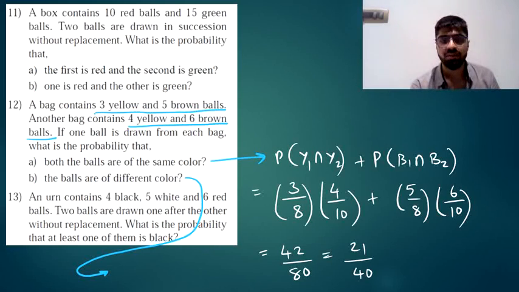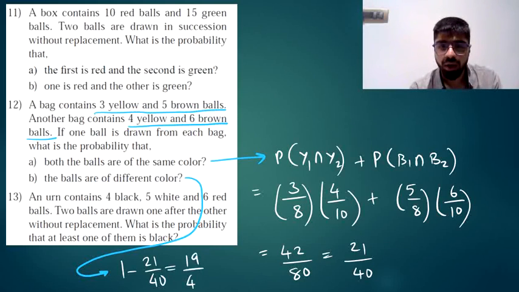The total probability will be the probability of selecting balls of the same color or selecting balls of different colors. If the probability of selecting balls of the same color is 21 by 40, then having balls of different colors will be total probability minus this case, that is 1 minus 21 upon 40, which will be 19 upon 40. Okay. Now because we had calculated the first part, we can calculate this very easily.